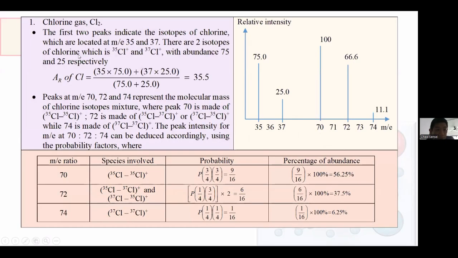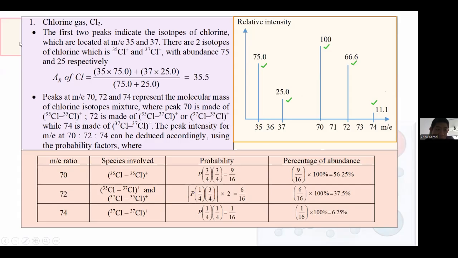Showing to you the next example is chlorine gas. Okay, you ready? This is the typical mass spectrum of the chlorine gas. The first two peaks here show chlorine isotopes together with their abundance, and the last three peaks, represented by 70, 72, and 74, are actually coming from the molecules of the chlorines.